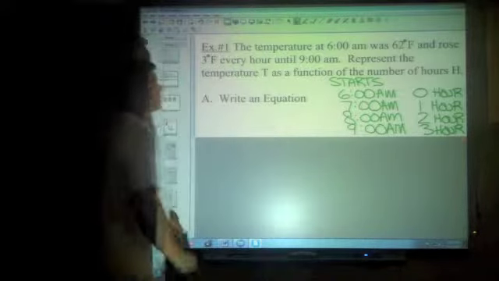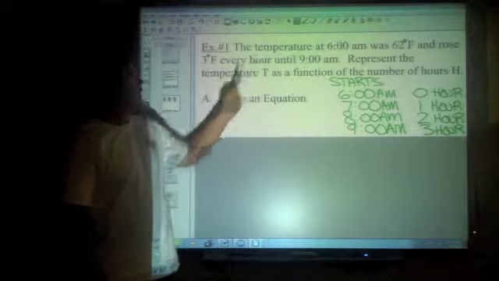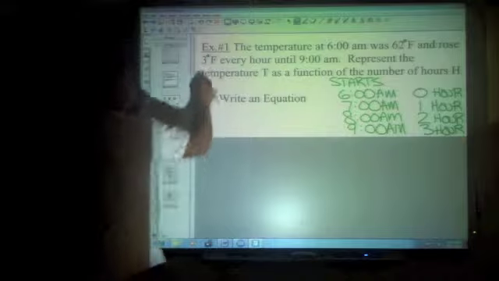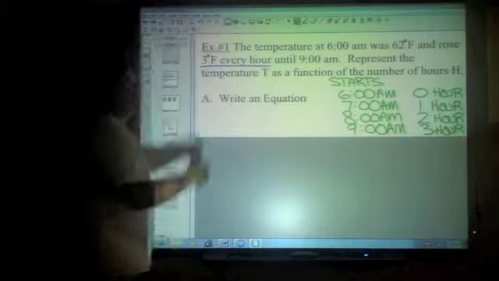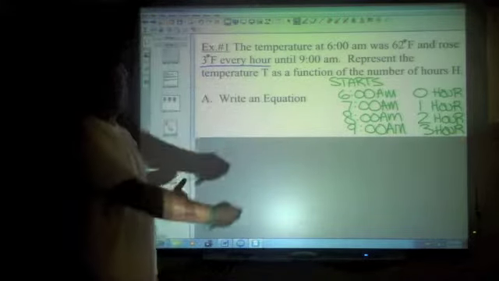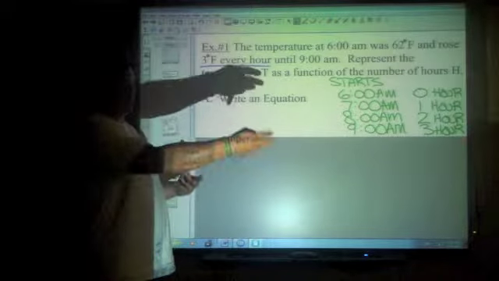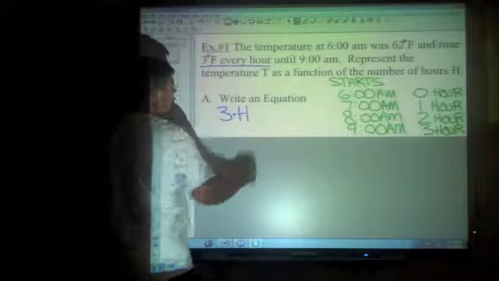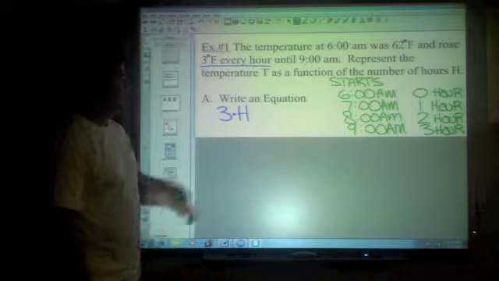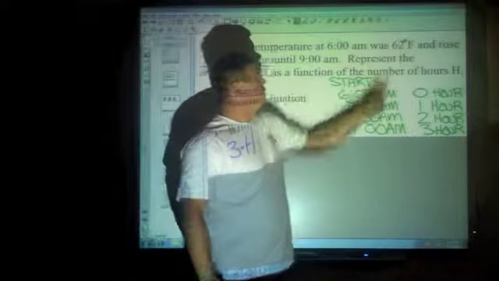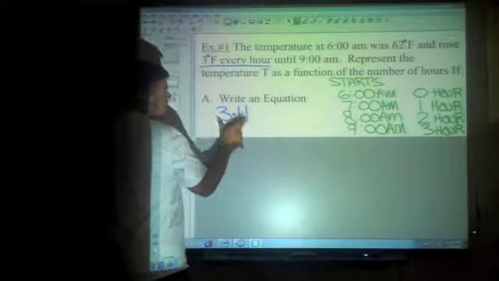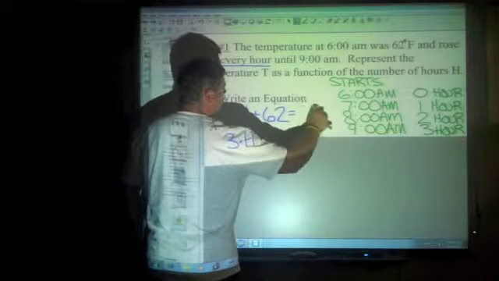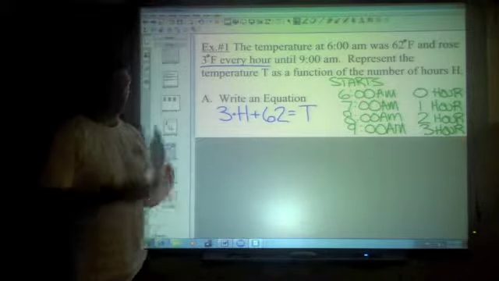Okay, now let's think about this. How much does it go up every hour? 3 degrees every hour? That kind of makes us think that there's probably some multiplication in here. 3 every hour. If there was 1 hour, it'd be 1 times 3. If there was 2 hours, 2 times 3. So 3 is multiplied by the hours. And where did it start? It started at 62. So we add on how much it changes to the original 62, and that will equal our temperature.